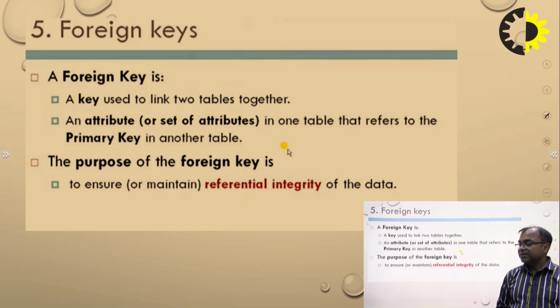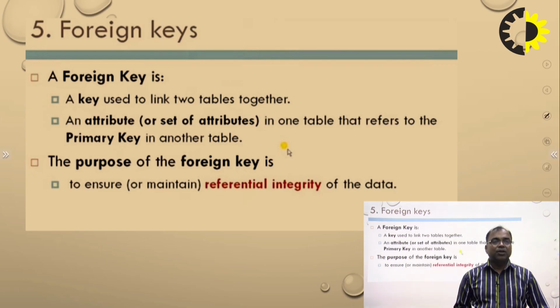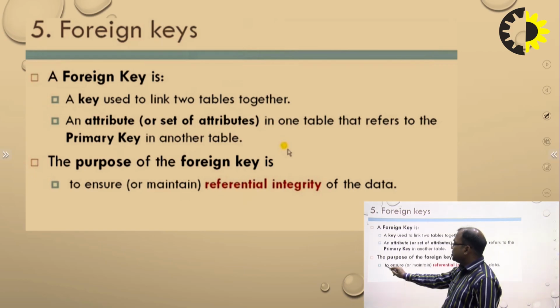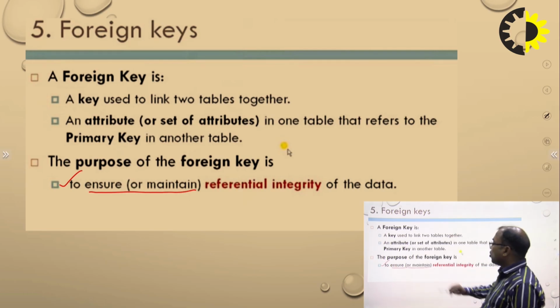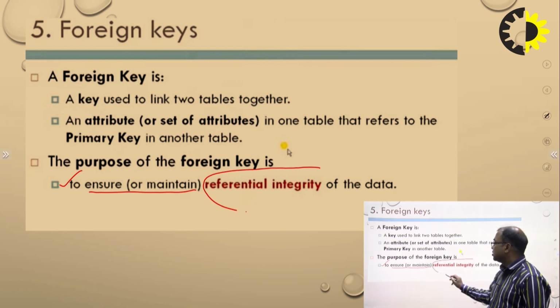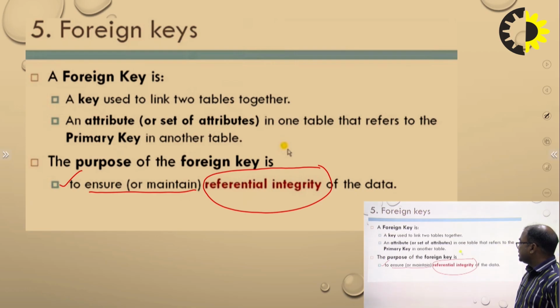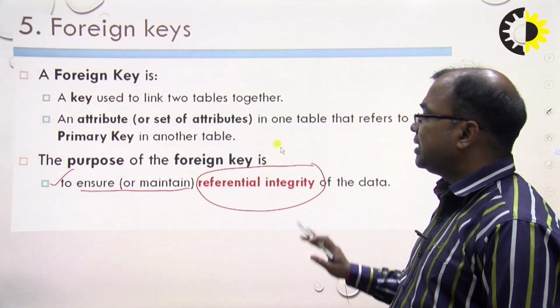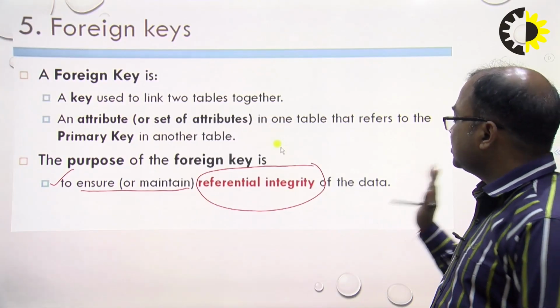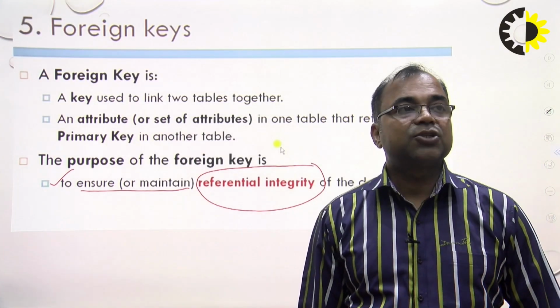So there are a referenced table and a referencing table. The referenced table has an attribute which is chosen as the primary key, and in the other, referencing table, it is a foreign key. So what is the purpose of a foreign key? The purpose of a foreign key is to maintain one type of integrity constraint, the referential integrity constraint. Referential integrity is basically maintained by this foreign key. Clear? This is all about your foreign key.